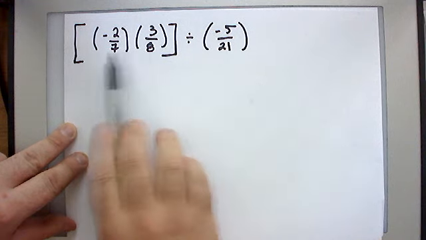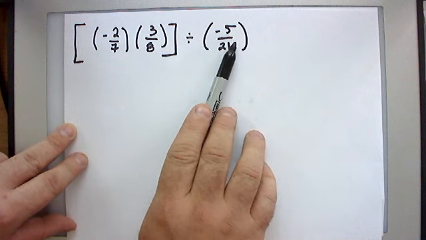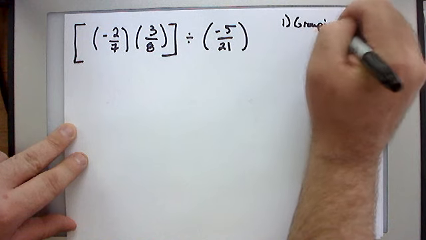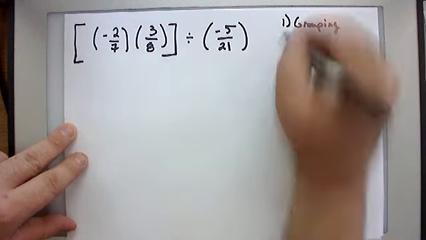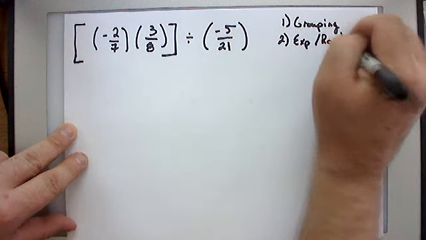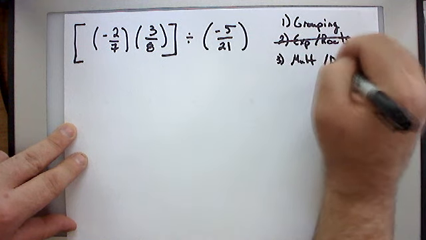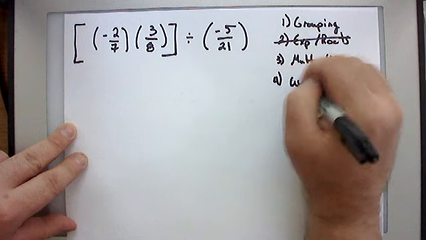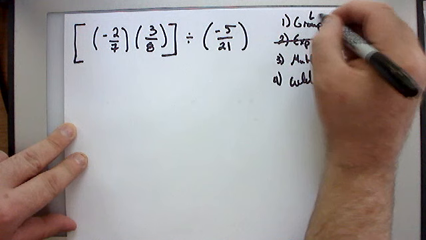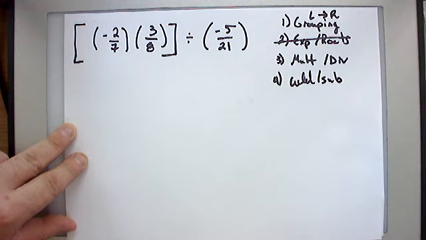So we have these two guys in the bracket divided by this fraction over here. What's the order of operations? Remember, first step is grouping, meaning like parentheses, brackets, things like that. Second step, exponents and roots, which we are not dealing with yet, so that shouldn't happen. Third step, multiplication and division. Fourth step, addition and subtraction. And remember, if they're on the same step, like multiplication and division, then you just give them priority going left to right. So first things first, is there any grouping?